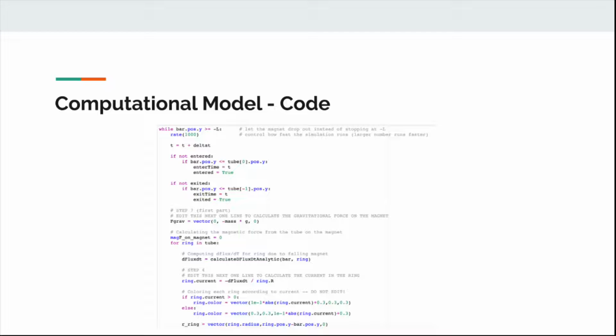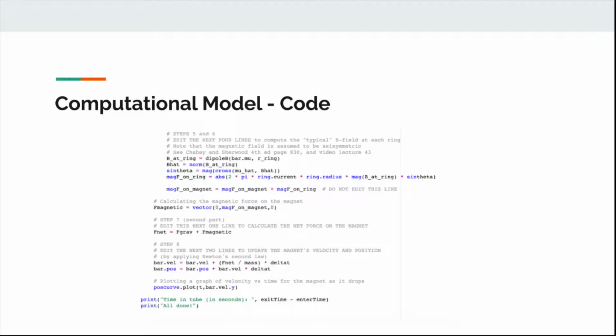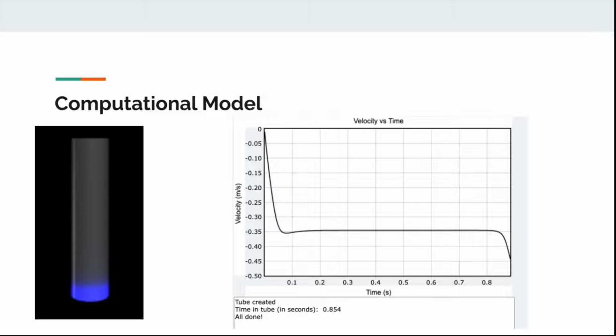Now this big while loop is what's going to be setting up the main experiment. This while loop is going to set up the computational model to represent the falling magnet through the tube, and it's also going to be setting up a nice velocity versus time graph. So we had to plug in some stuff here, mainly just finding the gravitational force, the magnetic force using Biot-Savart law, and using the flux equation that we calculated earlier, just to set this all up nice and neat. And here's the end result of our code.